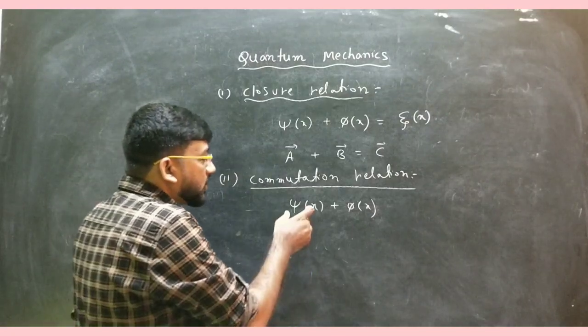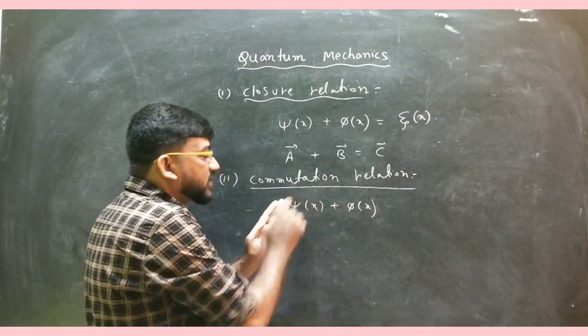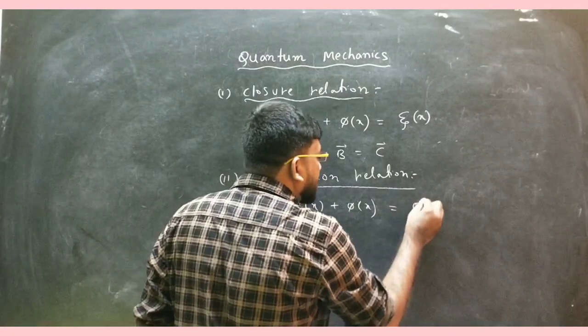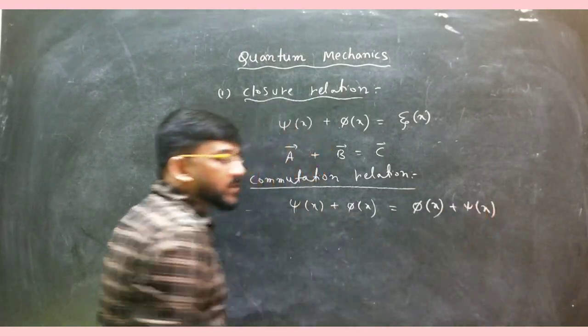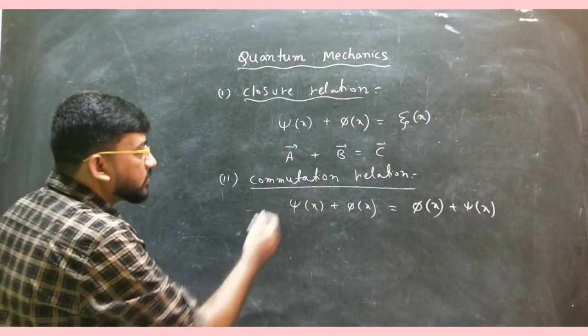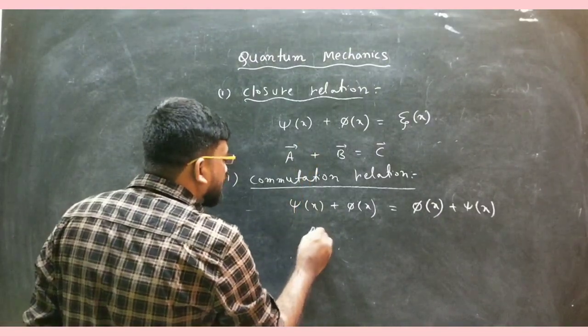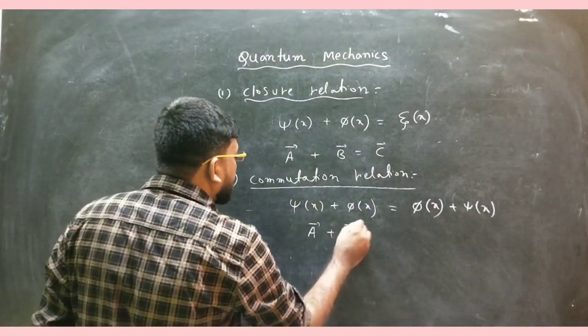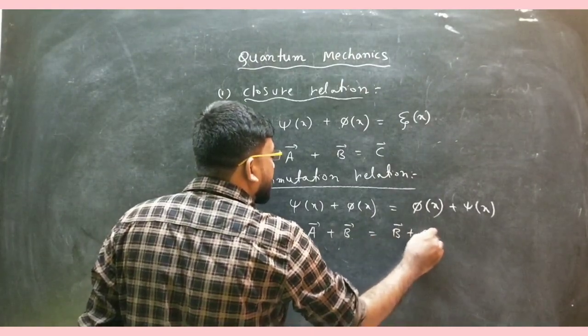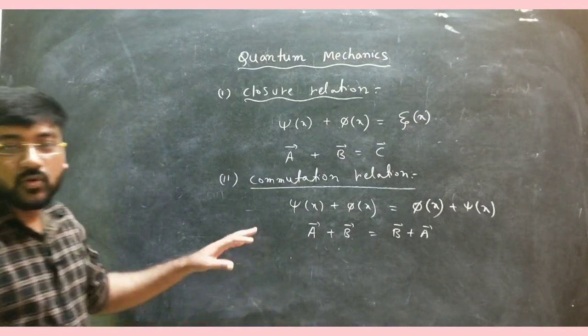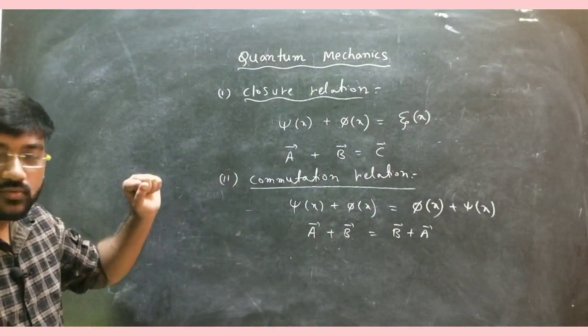So if you add phi of x with psi of x, it is the same as if you add psi of x with phi of x. These are the same. As you know, this is obvious from the three-dimensional vector space also: A plus B is the same as B plus A. So this relation will also hold for the Hilbert space.